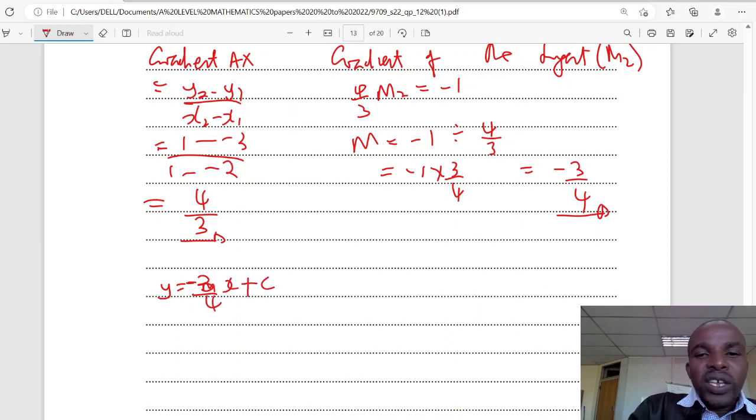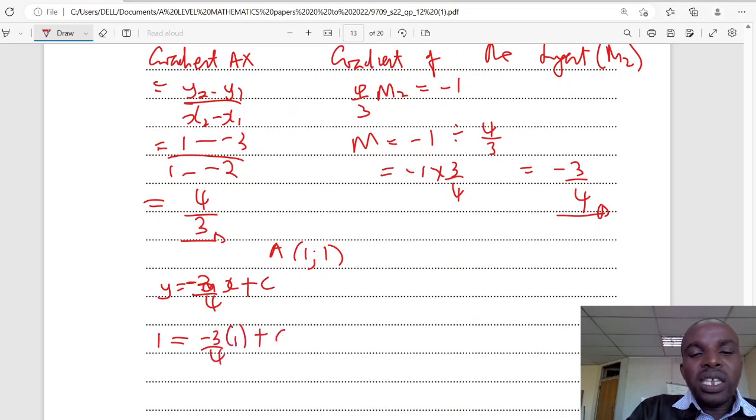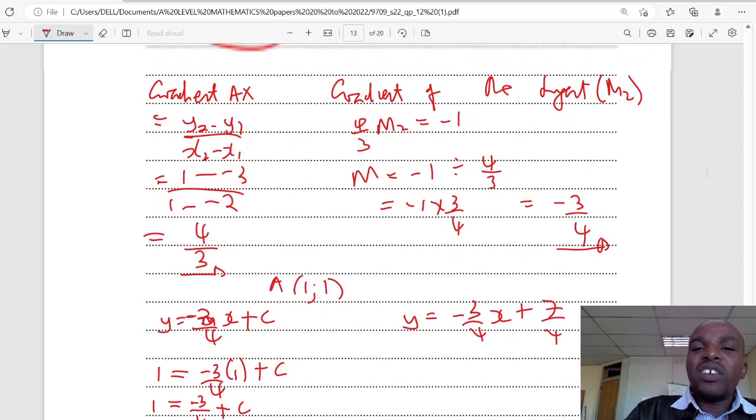Let's find c. Take point (1, 1), that is A. It means x equals 1 and y equals 1. So you put 1 where there is y: 1 equals minus 3 over 4 times 1, plus c. Then 1 plus 3 over 4 equals c. So c will be 7 over 4. That's your c. So your equation will be y equals minus 3 over 4 x plus 7 over 4.